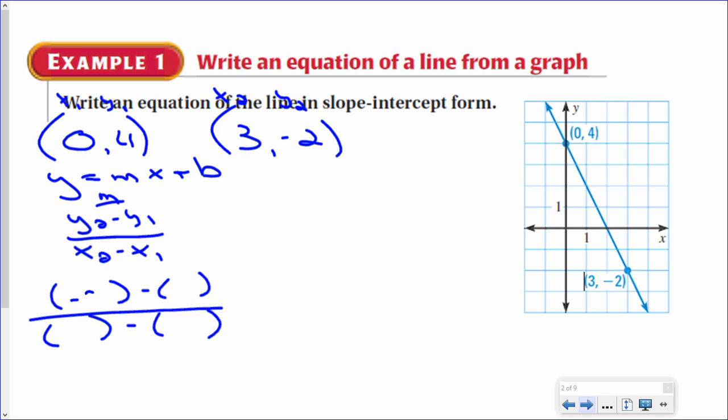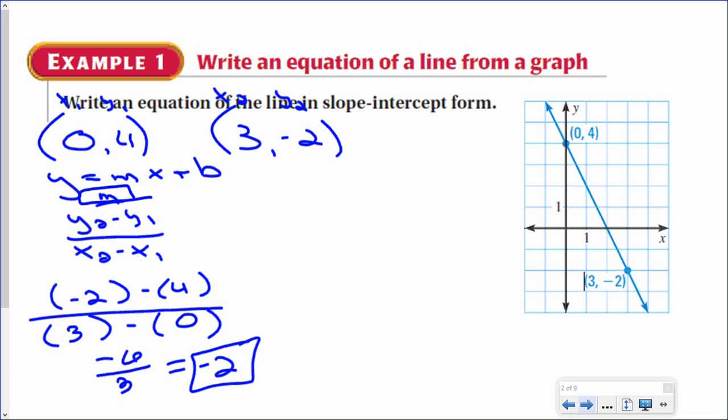-2 goes here, 4, and then we got a 3 and a 0. On the top we'd get -6. On the bottom we'd get just 3, which would be -2 as our slope. Okay, again, we found m to start the problem.